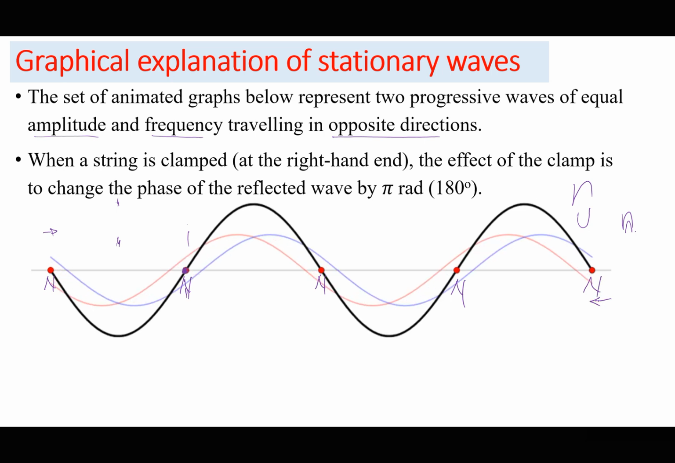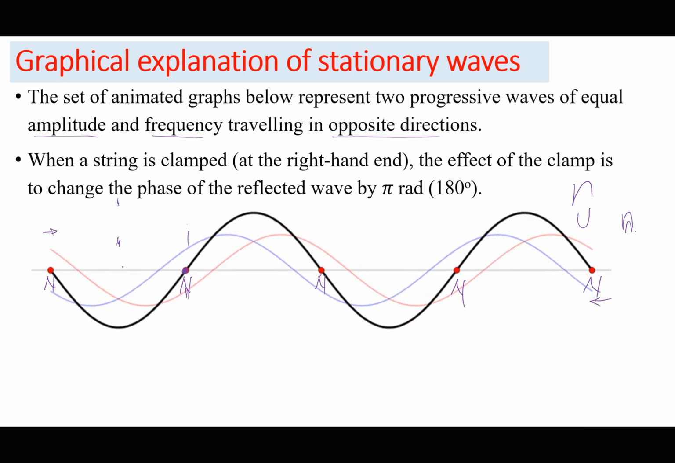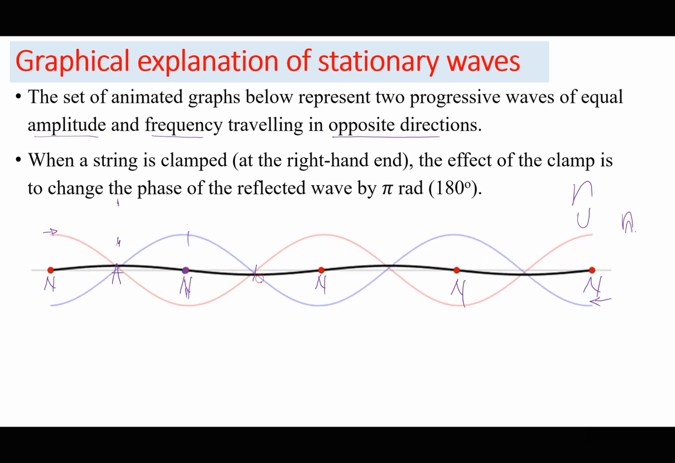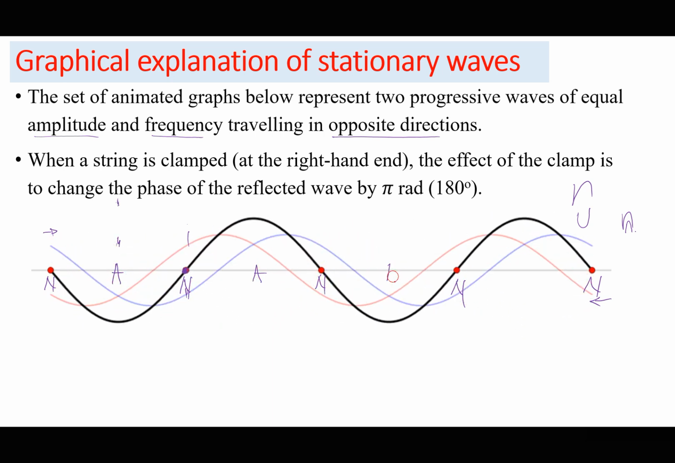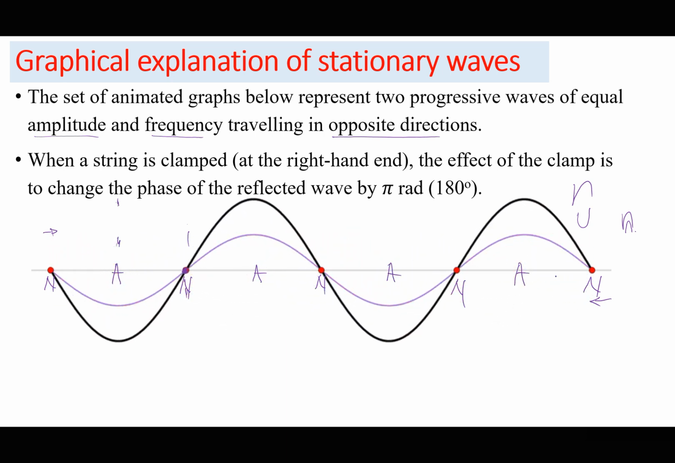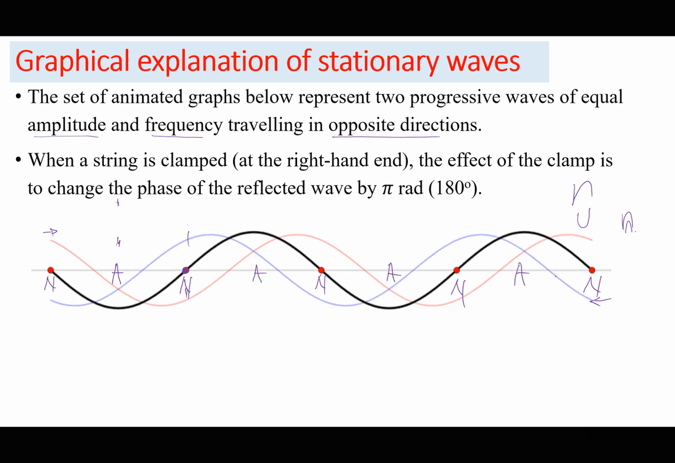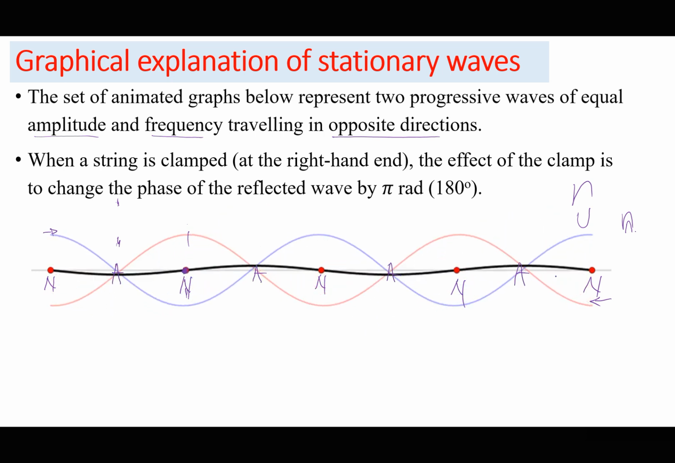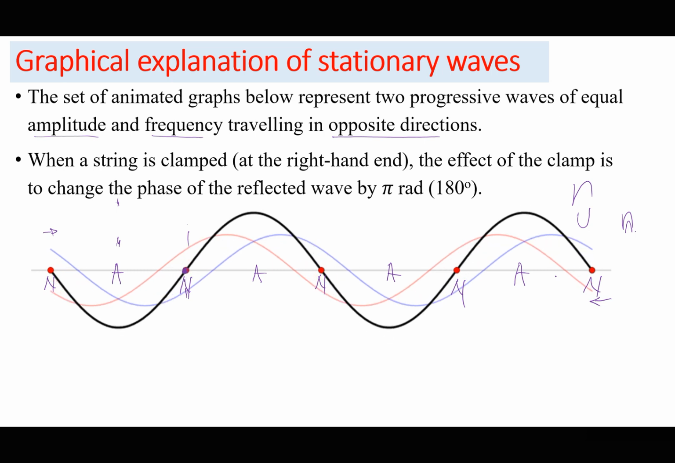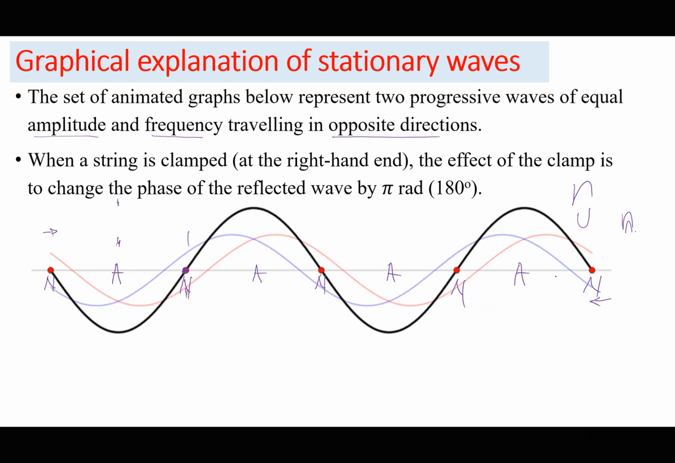The nodes do not propagate through the wave. They remain in their same positions. And here, where particles vibrate with the maximum amplitude, is where we have the antinodes. So the black line is showing the resultant after the two waves have combined. So that is the graphical representation of a progressive wave. Now this animation is going to help us understand what happens in the next part.